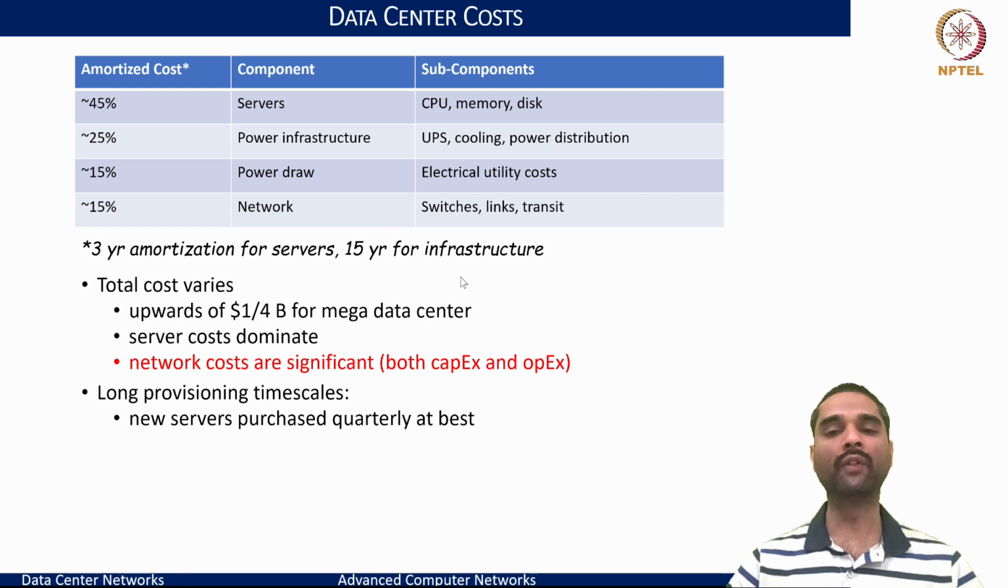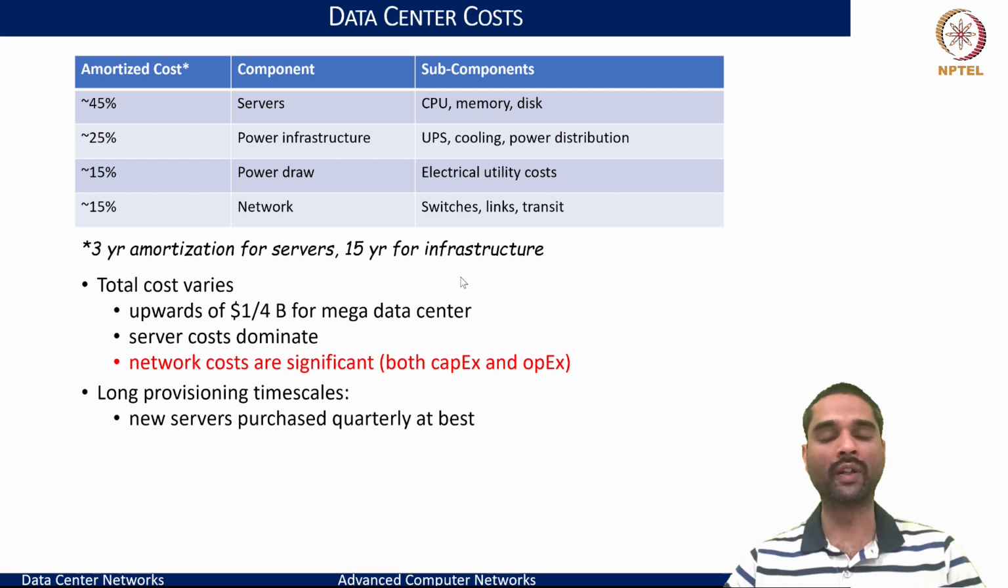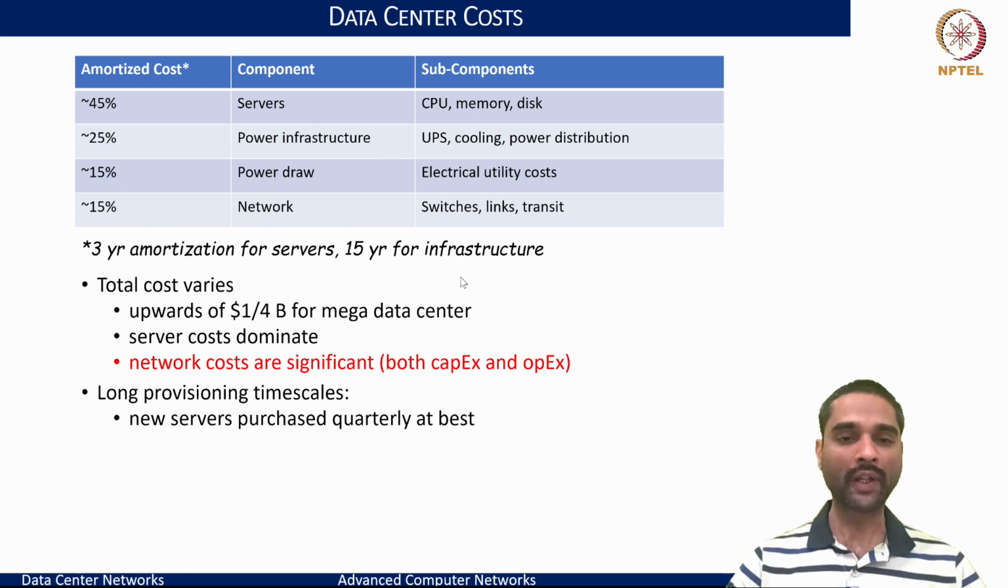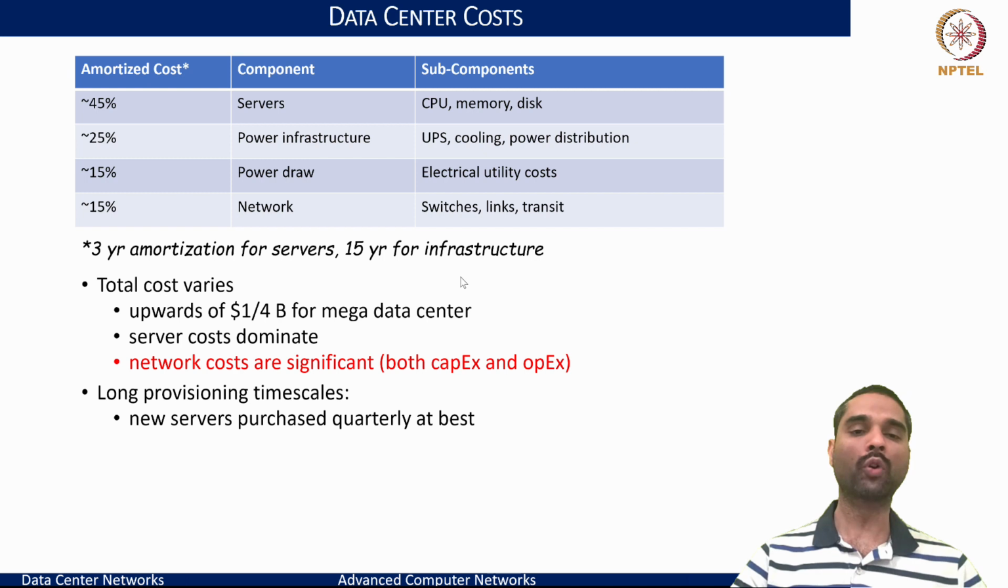But when we look at the infrastructure as a whole, it takes a lot more time because you invest a lot more towards the infrastructure, and it takes roughly 15 to 20 years to amortize the cost of the infrastructure. So what this tells us on the other side is that we are going to be upgrading our servers and our networking devices more often in a given data center.